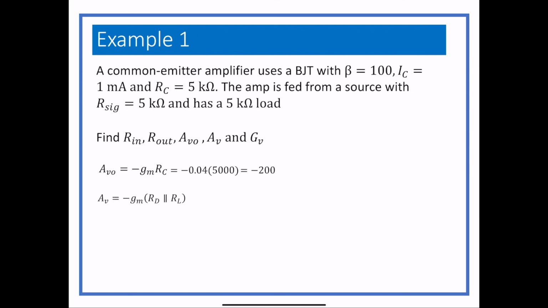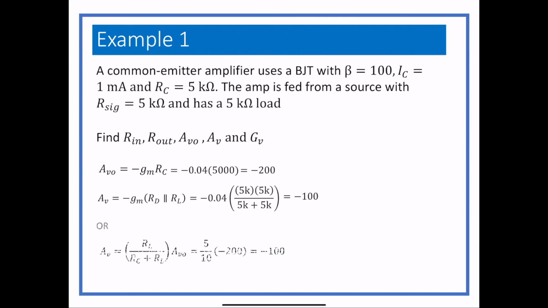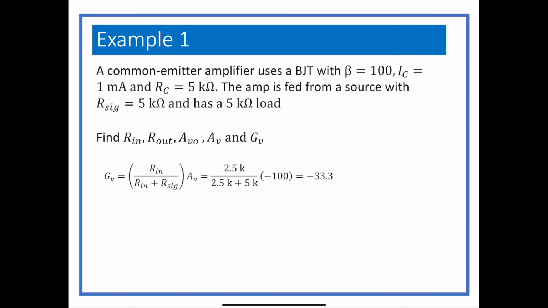The overall gain, if we put RL in parallel, we basically just cut it in half because 5K is the same. Or we can use a ratio of resistors times AVO, and we get the same thing. So basically, if we took an output voltage divider and multiplied by AVO, we would also get the same value. So there's, again, more than one way to do that. And then the overall gain, we just use a voltage divider at the beginning between R in and R signal, and we get minus 33.3 for the overall gain.